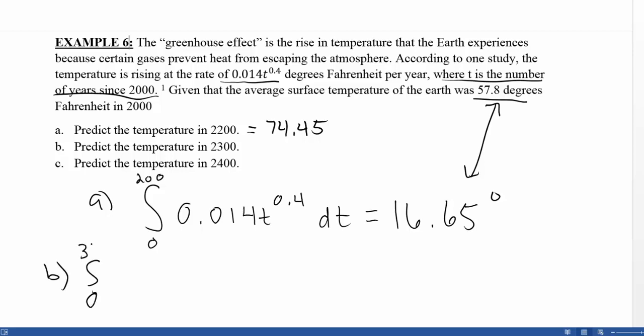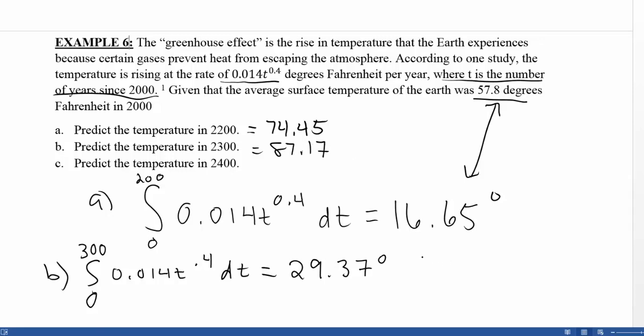If we want to do the same thing to predict the temperature in the year 2300, we're now going to change the bounds on our integral to go from 0 to 300, because now time is going from 0 to 300 to reflect going from the year 2000 to 2300. But the rate is going to stay the same. And so when we plug that in, we're going to get 29.37. And again, that's degrees Fahrenheit. So again, we're going to add that to the initial degree that we have from the year 2000. So we add it to 57.8, and we get that the new average temperature is 87.17.